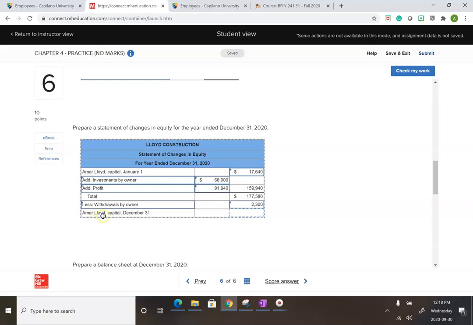And now when we do our capital at the end of the year, you take the 177,580 minus the 2,300, and that gives me 175,280. So again, it's the total minus the withdrawals to give me the capital. And now the next step would be to prepare the balance sheet, which is a classified balance sheet. And this number is what will show up as capital under the shareholders' equity section of that balance sheet.